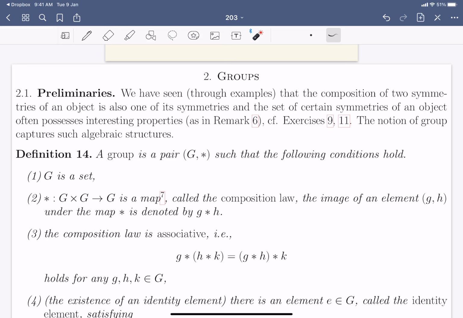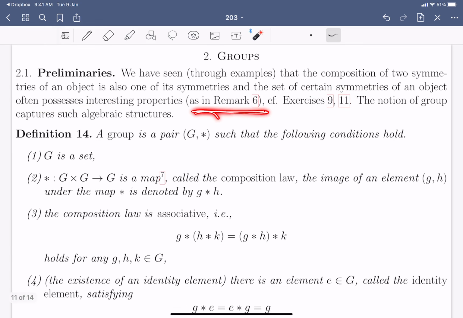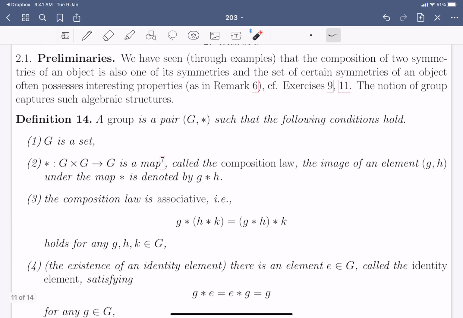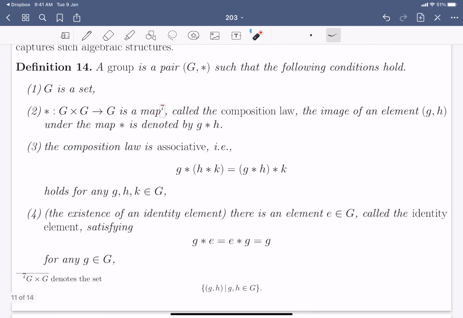So a group. As we have seen through examples, the composition of two symmetries of an object is also one of its symmetries, and a set of certain symmetries of an object, we may expect that they will have certain nice properties, as we have indicated in Remark 6. You've also seen in certain examples that these properties stated in Remark 6 are there in the sets of interest. So we'll formalize all that now.